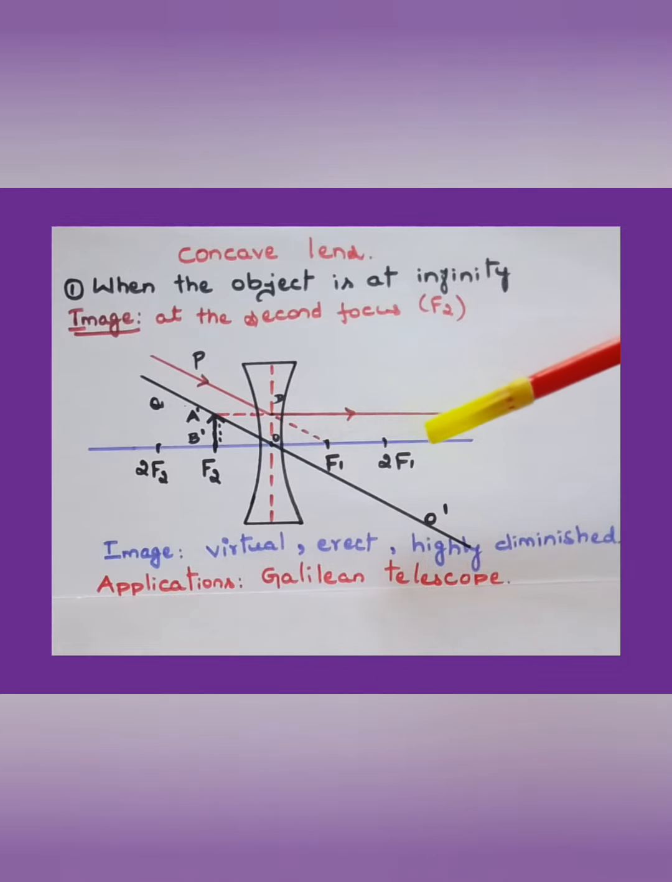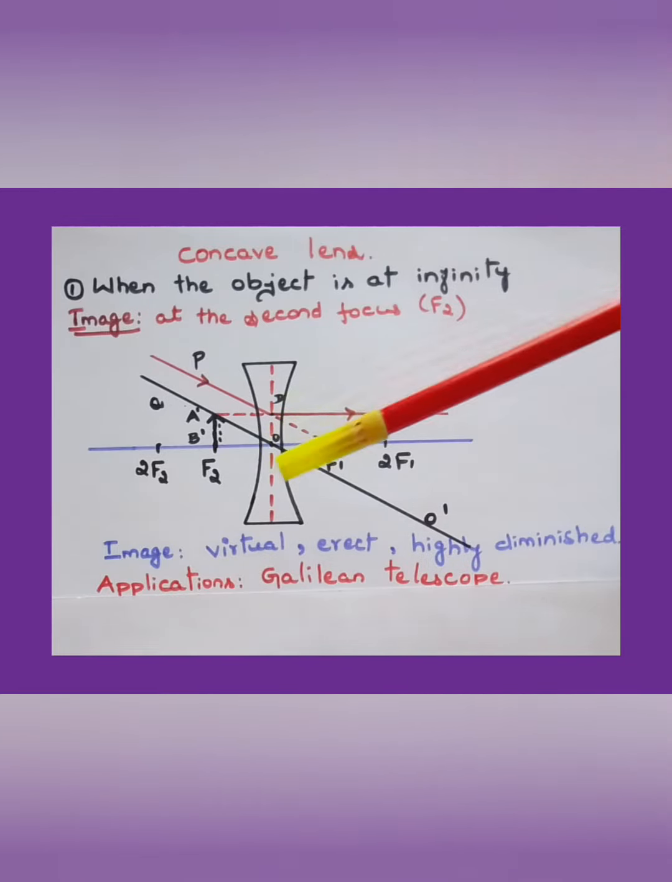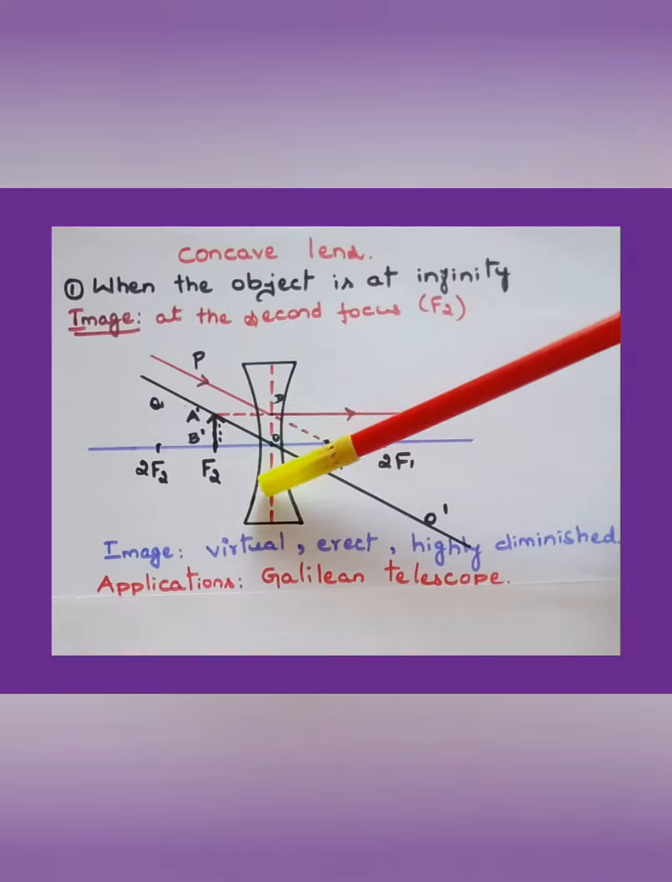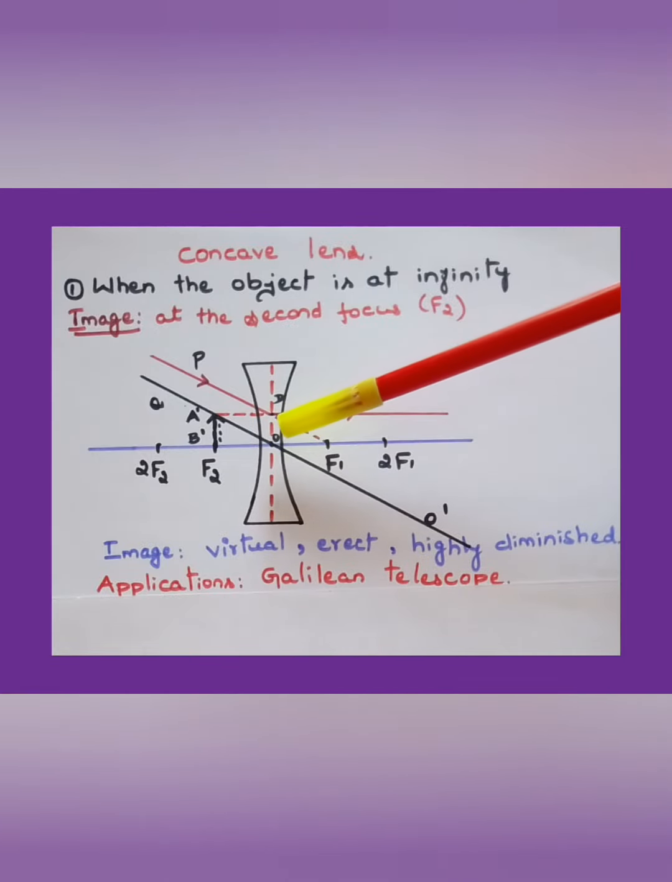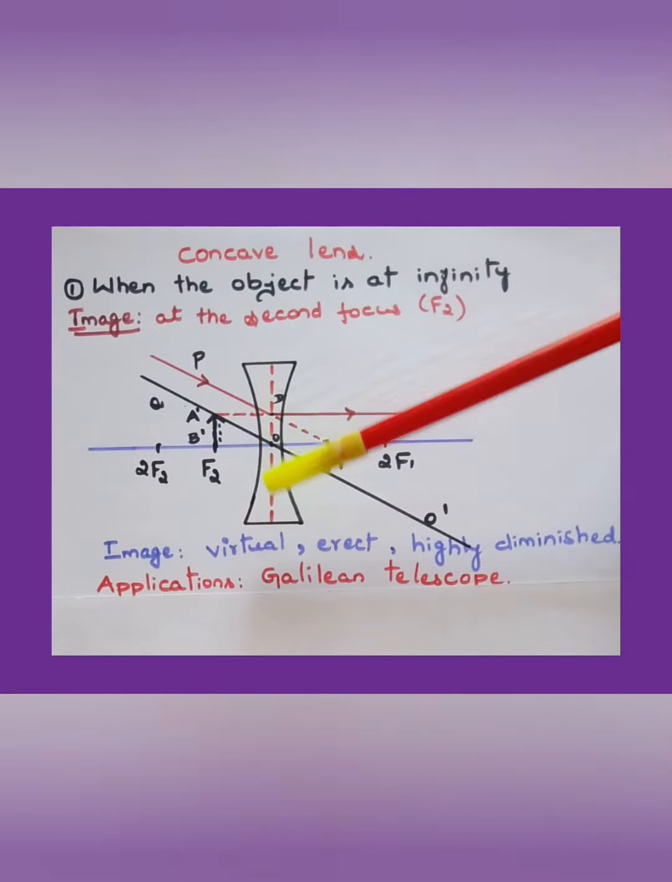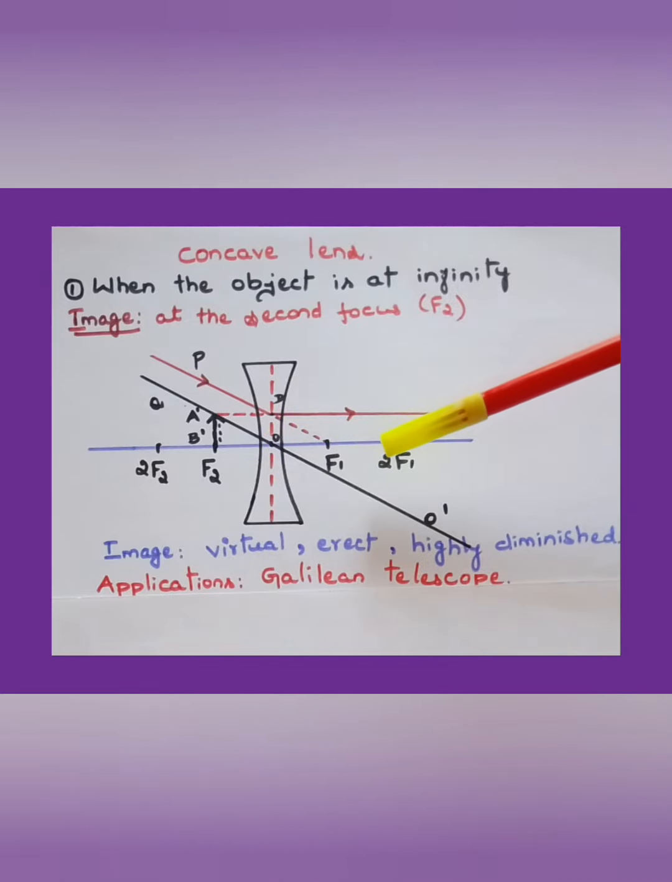First you have to draw the baseline, that is the principal axis, then mark from the lens. First you draw the lens of the concave lens, optical center, bisector. Then be careful while writing the f1 and 2f1. This should be on the right side as we view.